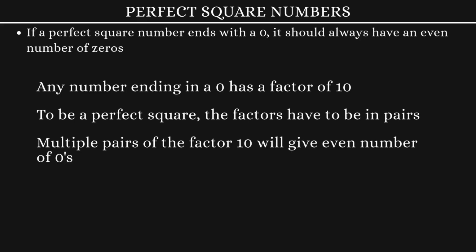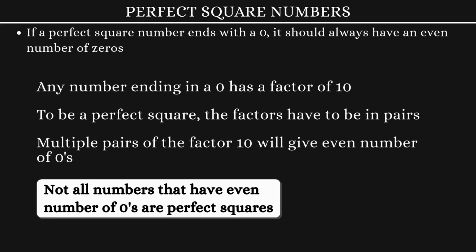zeros. But here again, not all the numbers which have even number of zeros will be perfect squares. For example, 30,000 has 4 zeros, but it is not a perfect square. Similarly, 1700 has 2 zeros, but it is not a perfect square.